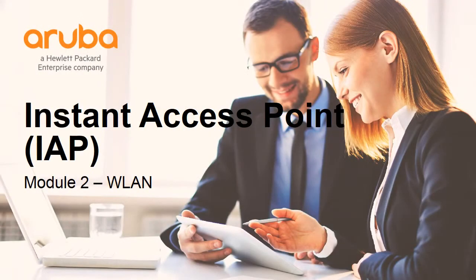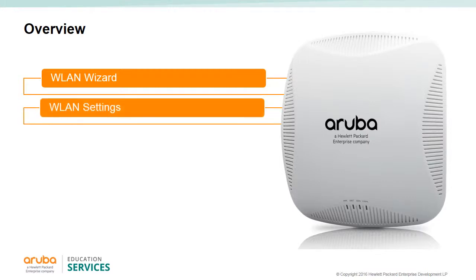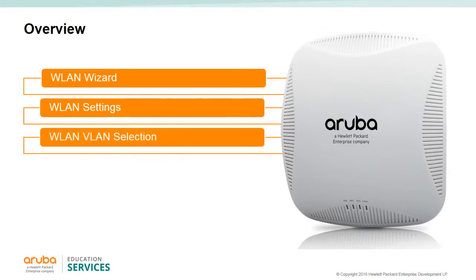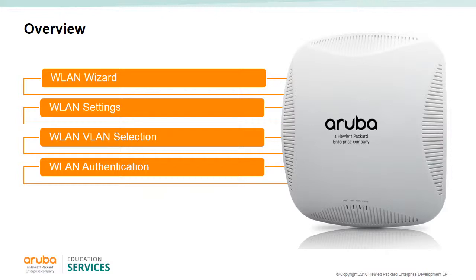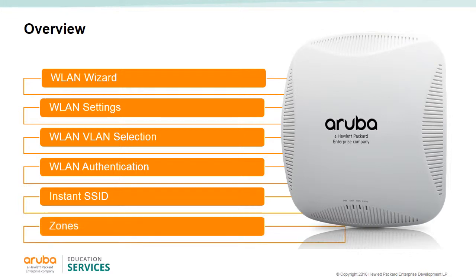Module 2, Aruba Instant Wireless LAN Configuration. In this module, we will look at the Wireless LAN Wizard, the Wireless LAN settings, the possible VLAN selections you can do for each wireless LAN, the authentication that you want, instant SSID, and how to set up zones.